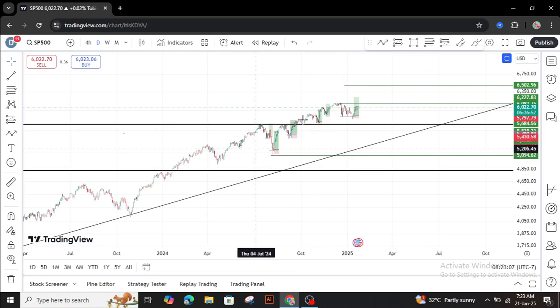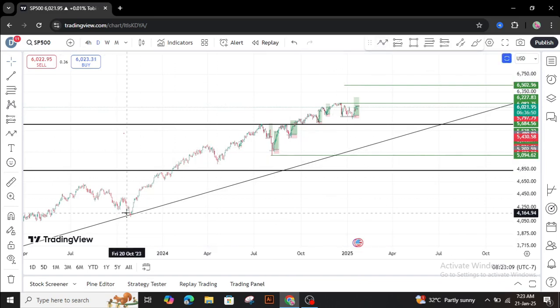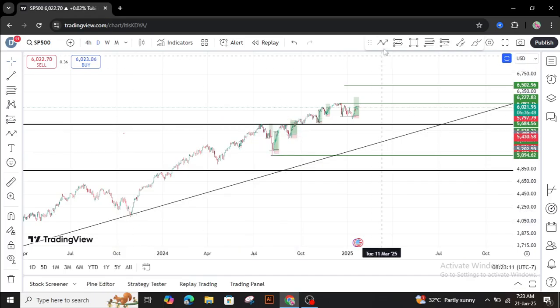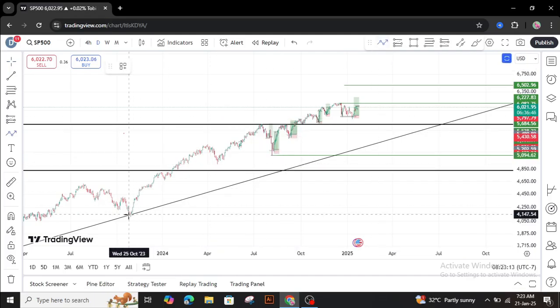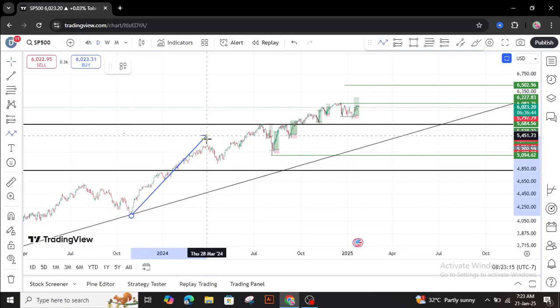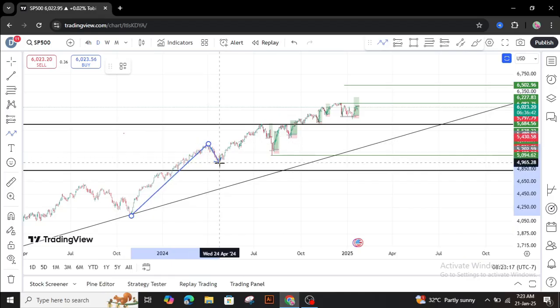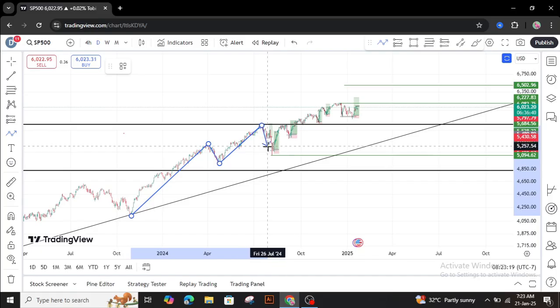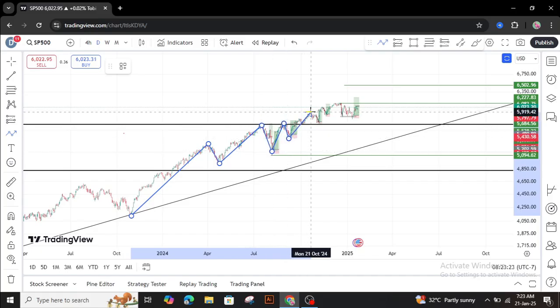Okay, like here now, let's even start from here. Market goes up, retraces, then you can take a buy. Market goes up, retraces, you can take a buy. Again, market goes up, retraces, you can take a buy.